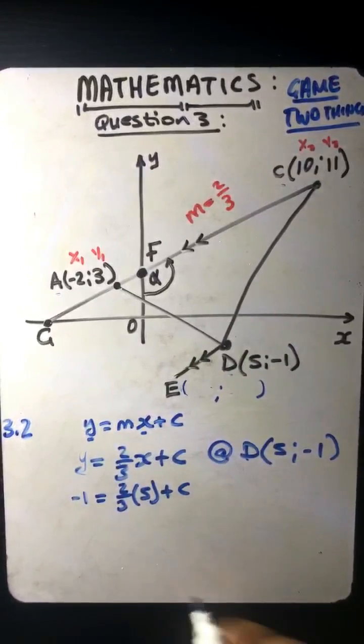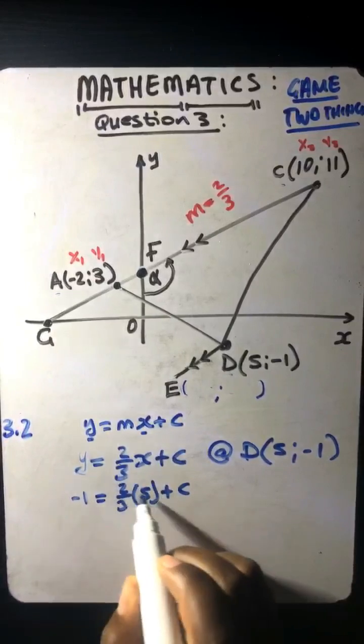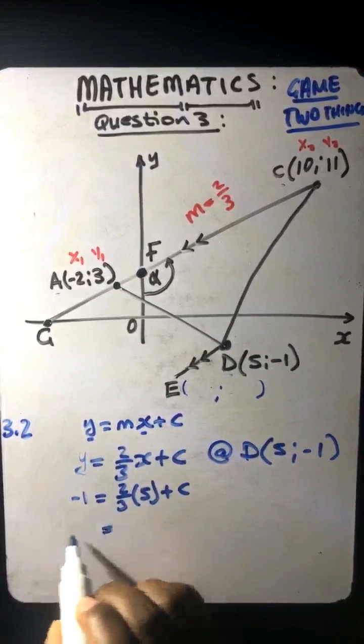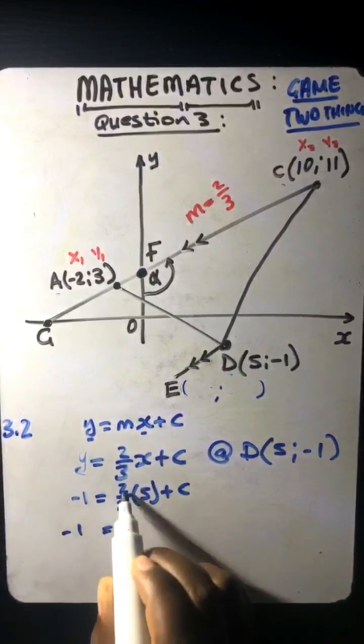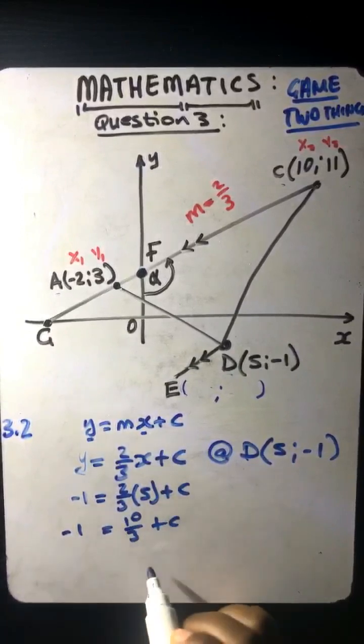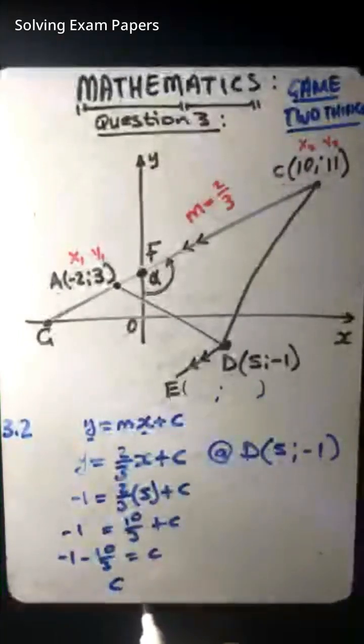So, Mologadi, you can either multiply or just take it to the other side as a negative sign. Otherwise, you can still say -1 that by that gives you 10 over 3, plus c. You take this to the other side, and you say -1 minus 10 over 3 is equal to c, then you get your c value.